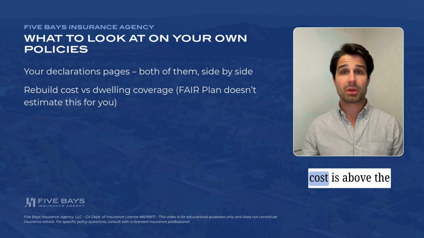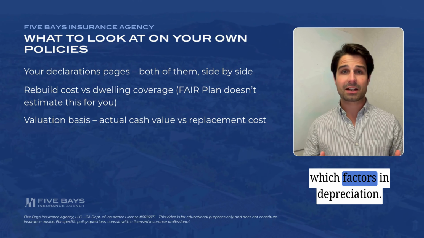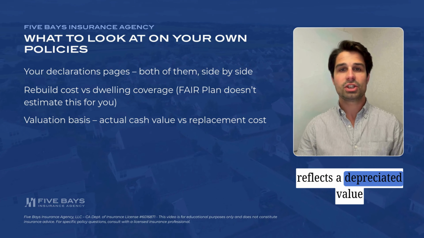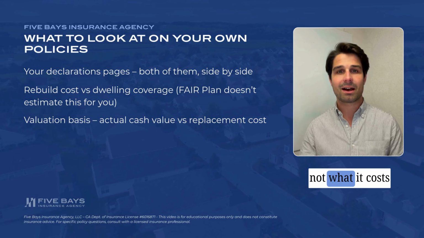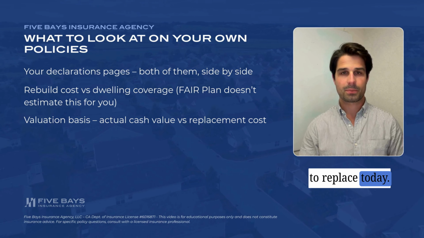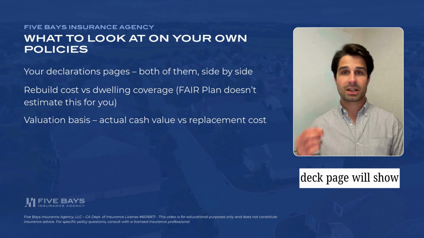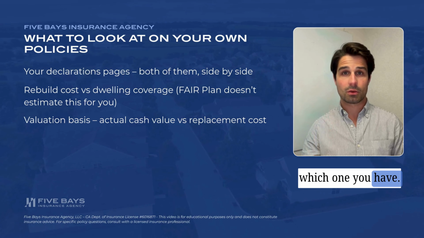Number three, your valuation basis. Whether your California Fair Plan is set up to pay actual cash value or replacement cost. The default is ACV, which factors in depreciation. That means that your payout reflects the depreciated value of what was damaged, not what it costs to replace today. Replacement cost is available as an endorsement. Your DEC page will show which one you have.